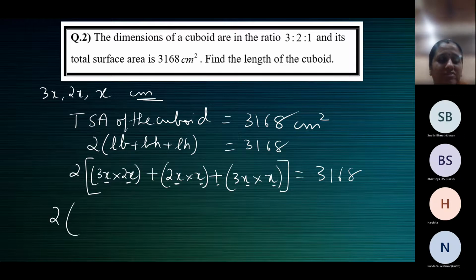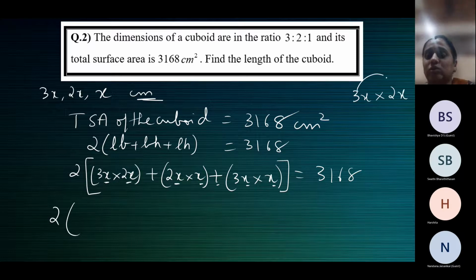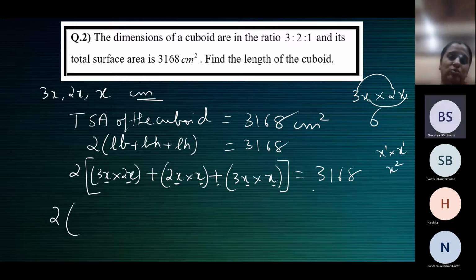Now 2 into, what is 3x into 2x, children? 6x square. Nandana, very good. So here we have to be very careful. 3x into 2x, 3 into 2, 6. What is x into x? How do you multiply x into x? X to the power 1, x to the power 1. When bases are same and it's multiplication, we add the powers. 1 plus 1, 2. X into x is x square. So 6x square.